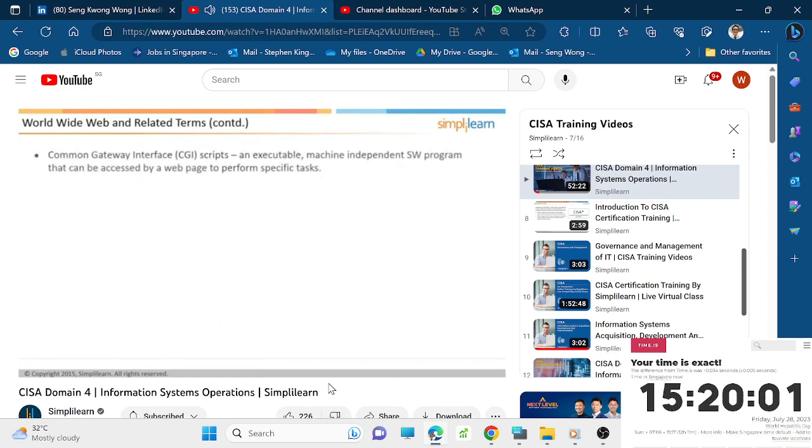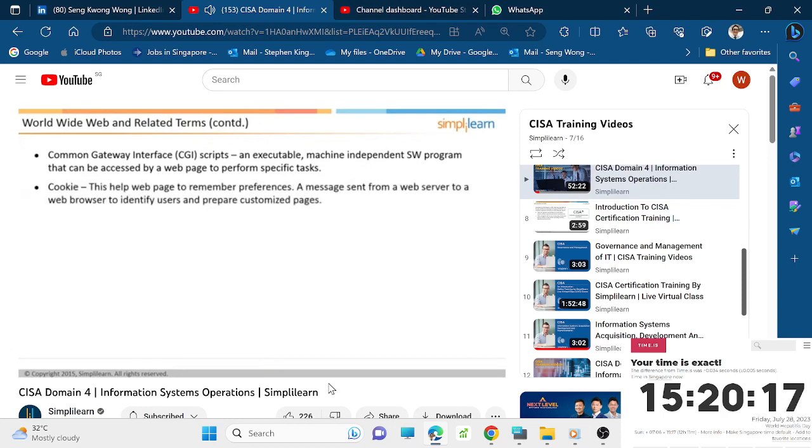Let us continue to look at common terms in relation to the World Wide Web in the following screen. World Wide Web terms that you will come across include Common Gateway Interface, CGI scripts. This is an executable, machine-independent software program that can be accessed by a web page to perform specific tasks. Cookies help a web page to remember preferences. A cookie is a message sent from a web server to a browser to identify users and prepare customized pages. Applets are downloaded from web servers to execute in browsers, for example, to generate input forms. In the following screen, we look at the client-server model and its related terms.